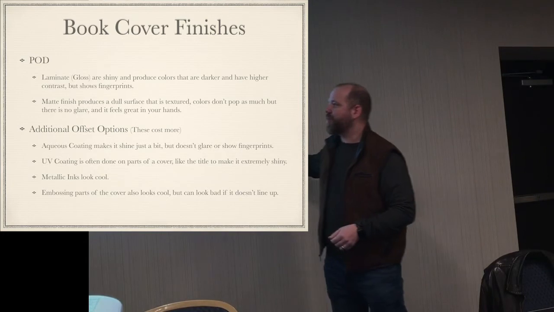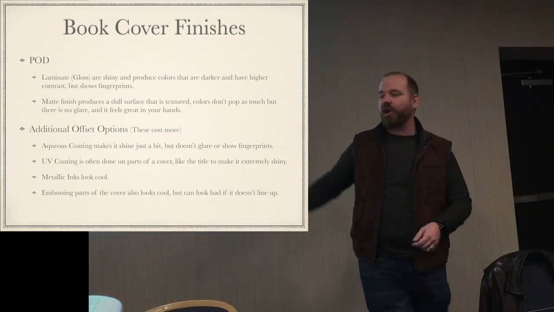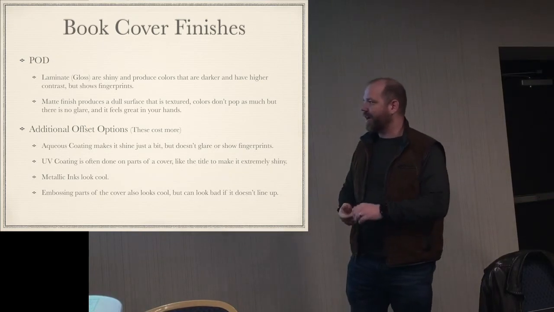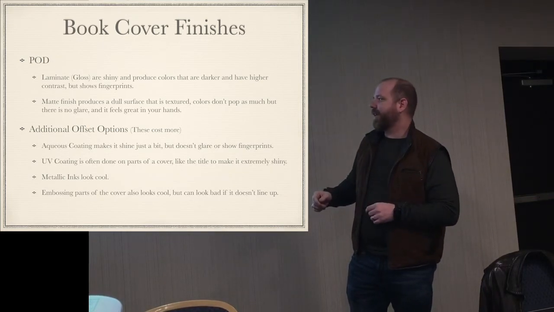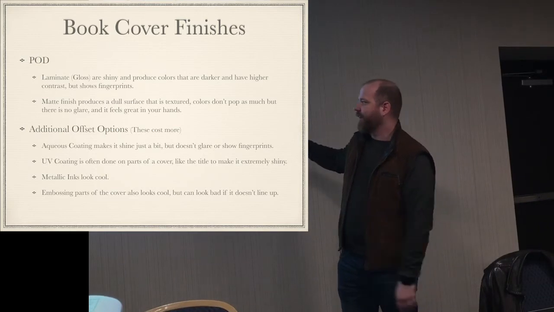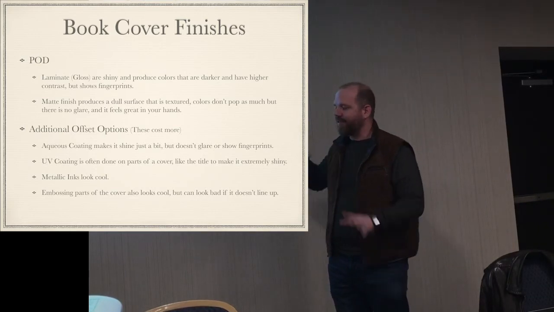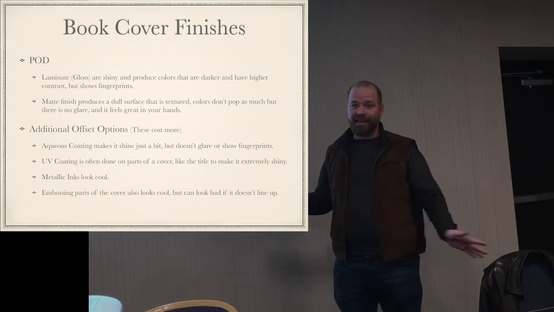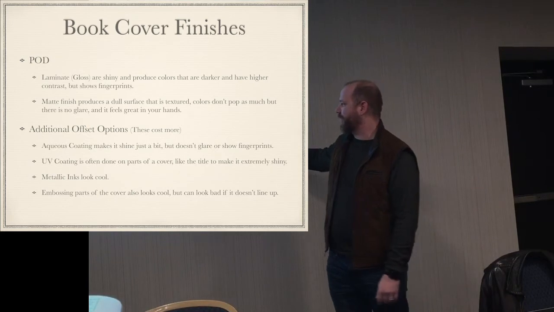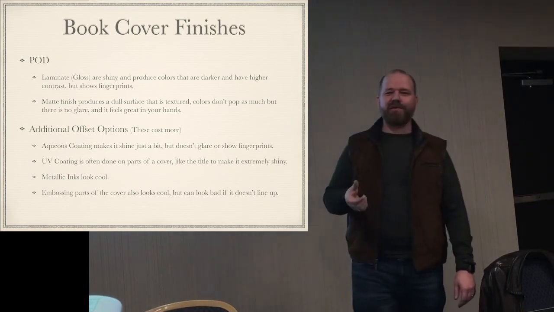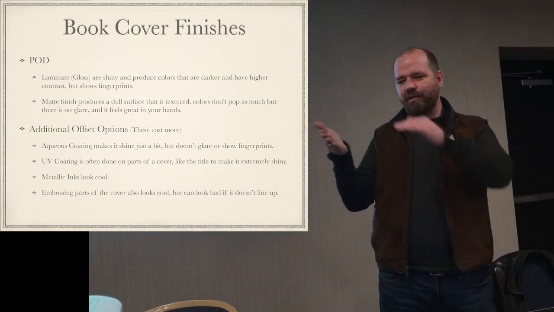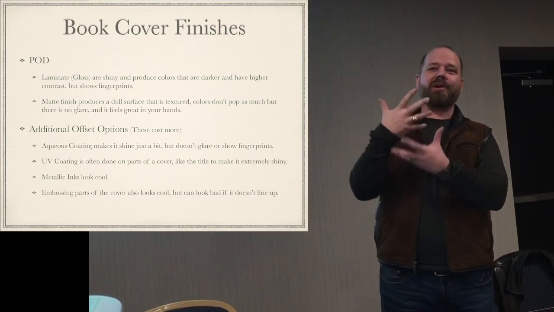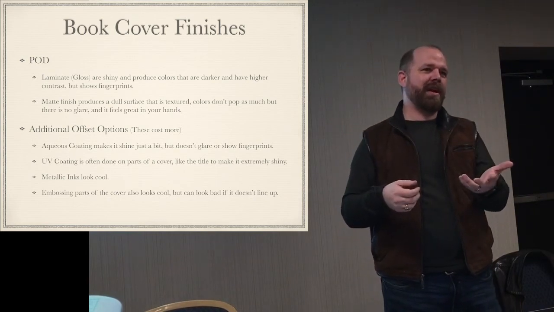There are other things that you can do. These aren't typically offered in print on demand, but if you're going to do offset printing, then you can do aqueous coatings, which is kind of like a semi-gloss, or a UV coating, which is really glossy. What UV coating is used for is to produce really cool effects, where you can do a UV coat mask, where strategic parts of the painting are super glossy and shiny, and other parts of the painting are not.